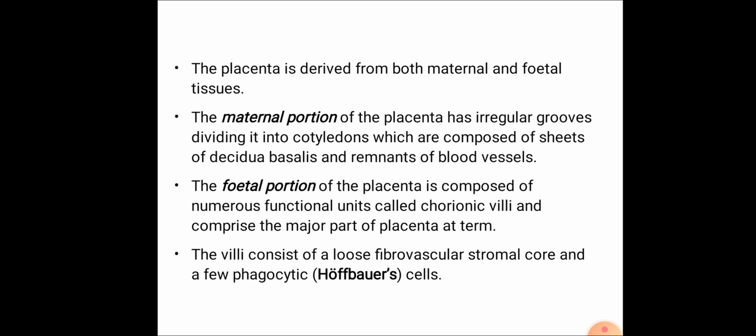The maternal portion of the placenta has irregular grooves dividing it into cotyledons, which are composed of sheets of decidua basalis and remnants of blood vessels. The fetal portion of the placenta is composed of numerous functional units called chorionic villi and comprises the major part of placenta at term. The villi consist of a loose fibrovascular stromal core and a few phagocytic cells. Phagocytic cells in placenta are known as Hofbauer cells.